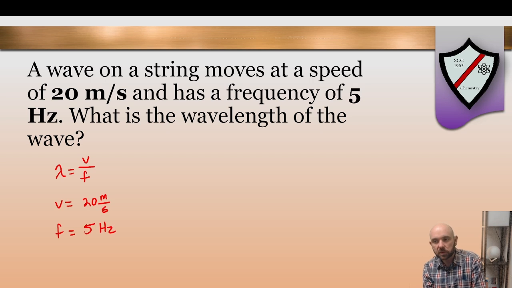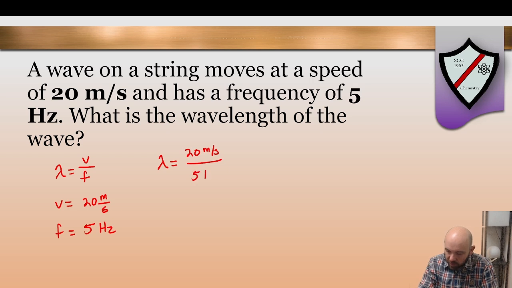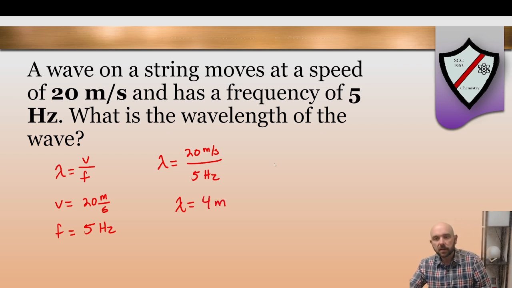So this wave is moving with a speed of 20 meters per second and it's vibrating back and forth 5 times every second. Let's figure out how much distance there is in between those waves given those variables. The wavelength is equal to that wave speed, 20 meters per second, divided by 5 waves per second, or 5 hertz, meaning the wavelength in this case must be 4 meters. That's a good example of how to solve for the wavelength given the wave speed and the frequency.